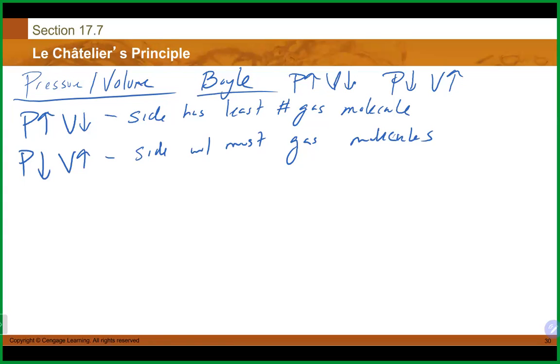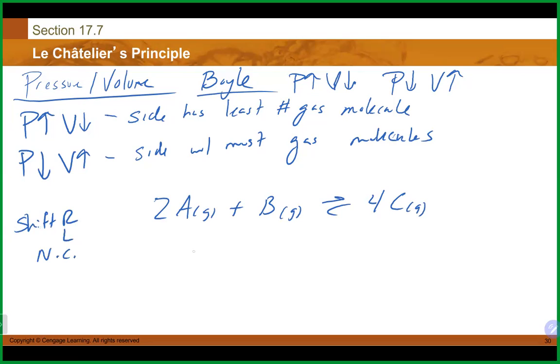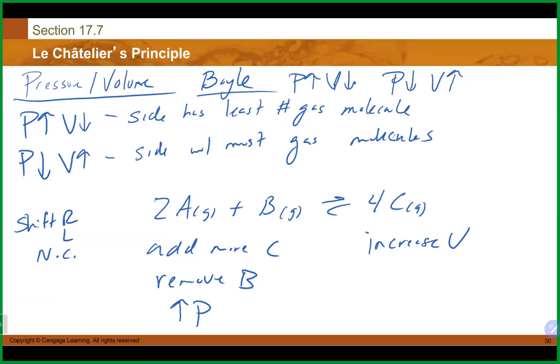So let's say we had this reaction here, 2A plus B goes to 4C. All right, so will it shift to the right, to the left, or no change if I add more C, I remove B, I increase the pressure, I increase the volume. So take a moment there. Which way will it shift in each of these cases?